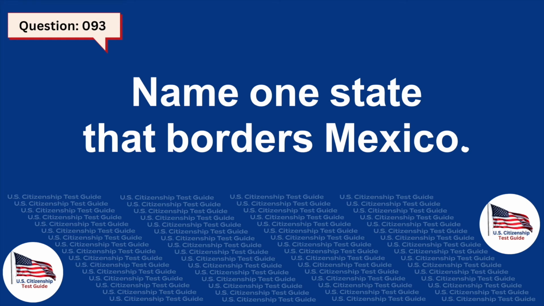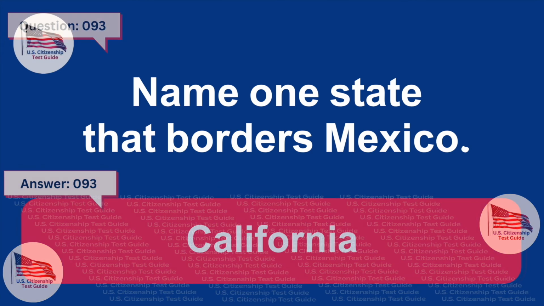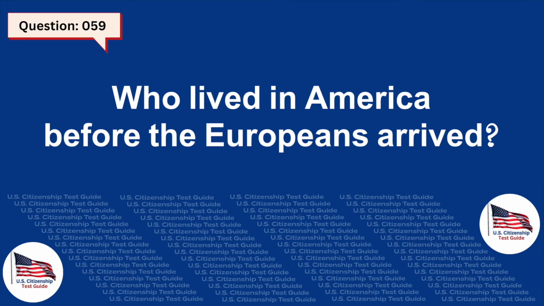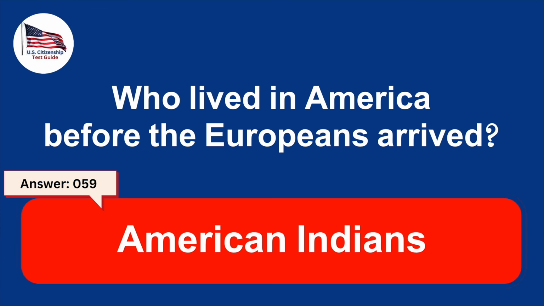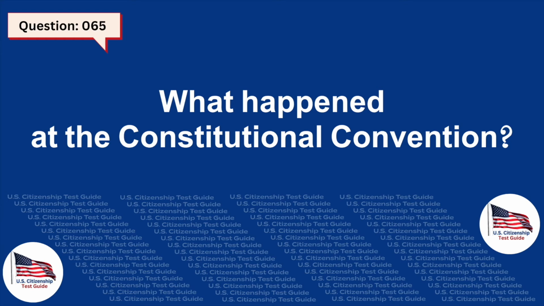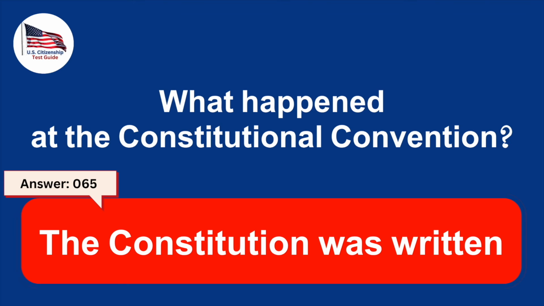Name one state that borders Mexico. California. Who lived in America before the Europeans arrived? American Indians. What happened at the Constitutional Convention? The Constitution was written.